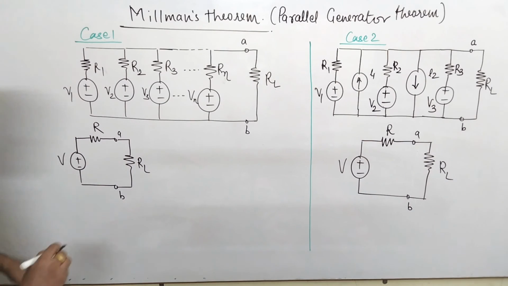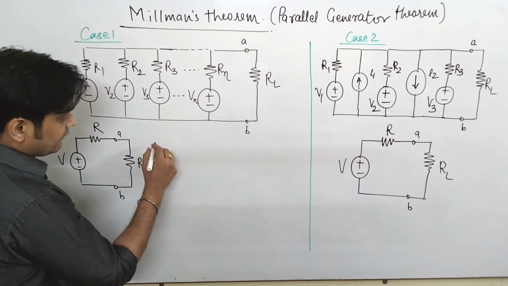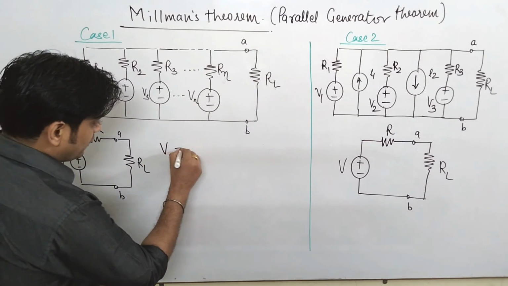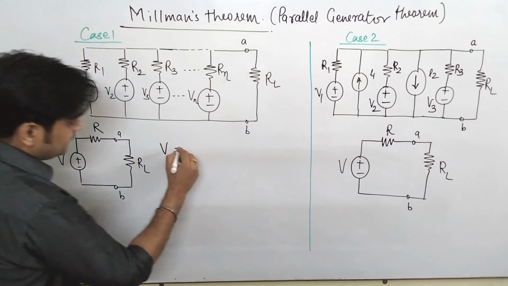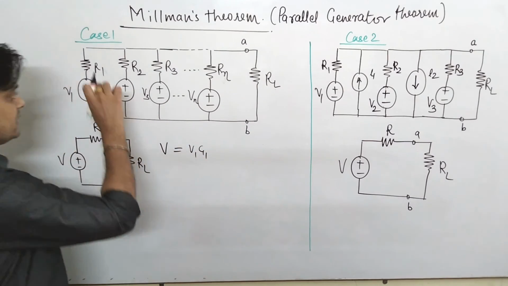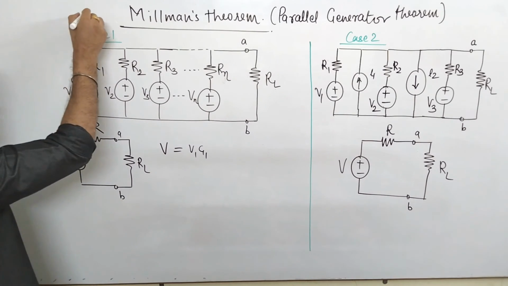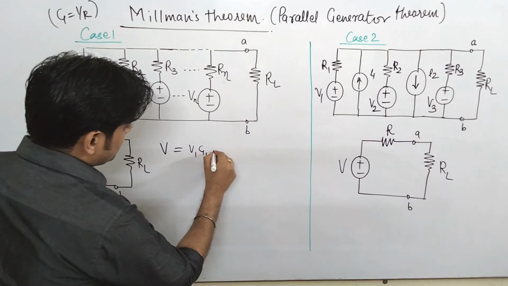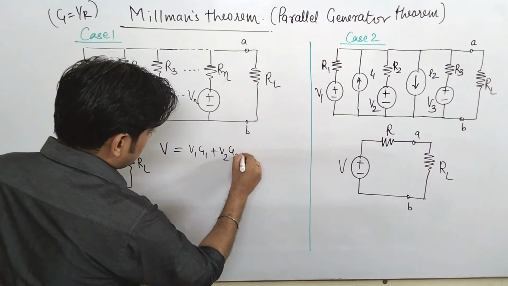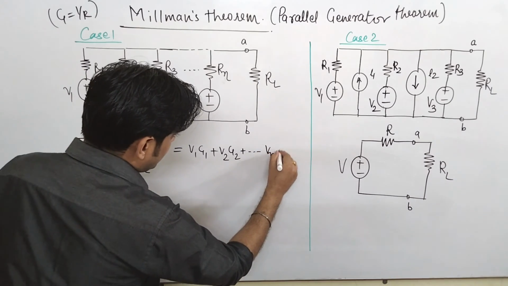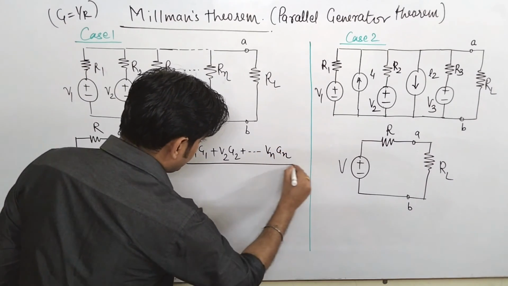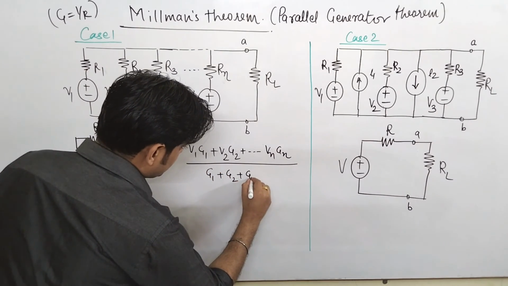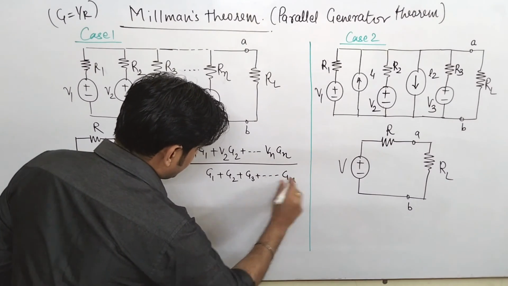We will directly find the value of V and R with the help of Millman's formula. So V is given by V1 into G1. G1 is conductance, 1 by R. G is 1 by R, as I already told you. So V1 G1 plus V2 G2, and if there are n number of sources, that comes to be Vn Gn upon G1 plus G2 plus G3 up to Gn.